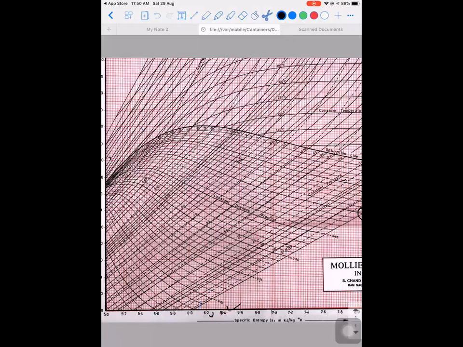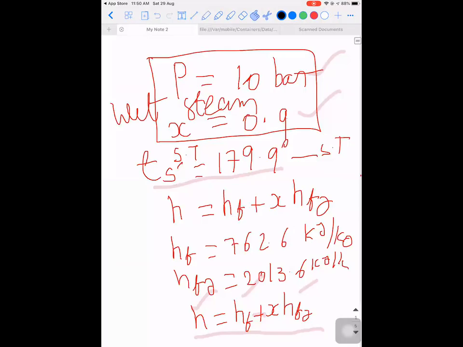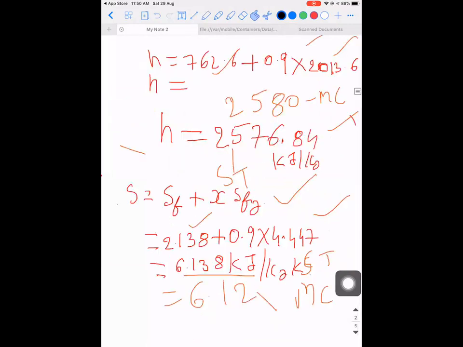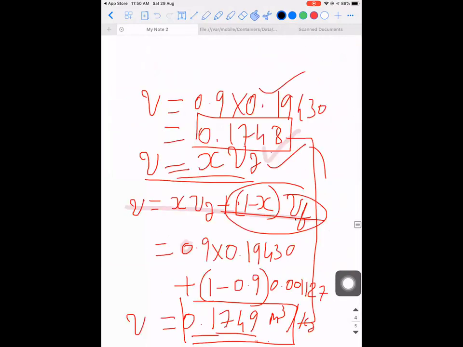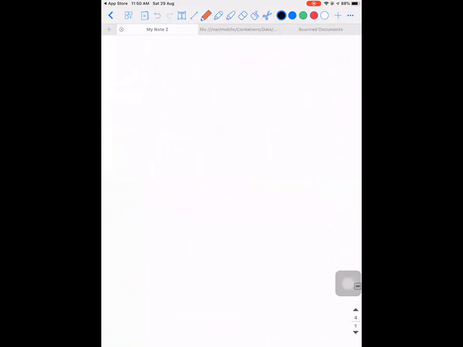You have seen a combination of vapour steam. Now we'll go with superheated steam. So, what is the condition of this steam here? Now the condition here is P equals 15 bar and T equals 250 degrees centigrade.